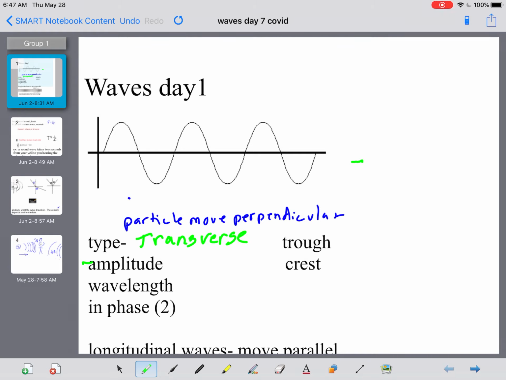Okay, the particles move perpendicular, so they are moving up and down, even though the wave is moving left-right. So the particles move perpendicular. The amplitude of the wave is from equilibrium up or down. Remember, they are exactly the same, but it's just from equilibrium. Wavelength. A wavelength is the whole wave, so it's from where a wave starts to where the next wave starts. So it includes a crest and a trough.